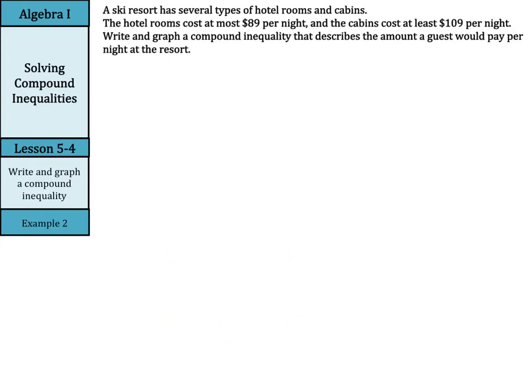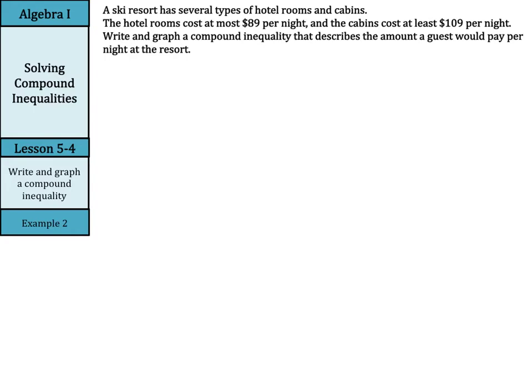So a ski resort has several types of hotel rooms and cabins. The hotel rooms cost at most $89 per night, and the cabins cost at least $100 per night. Write and graph a compound inequality that describes the amount a guest would pay per night at the resort.